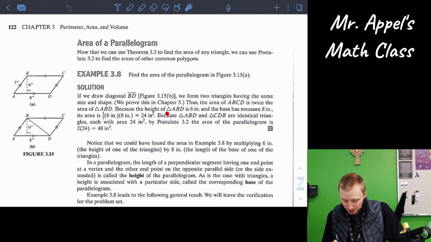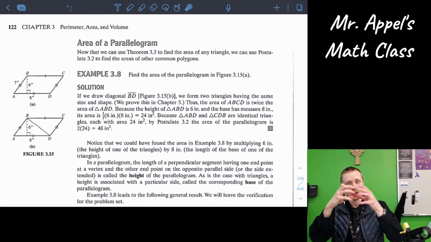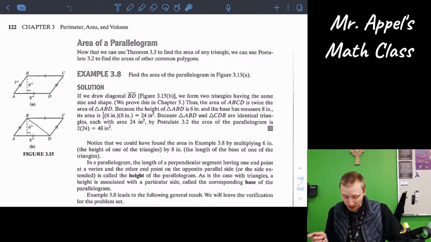Okay? Because the height of triangle ABD is 6 inches, and we have that altitude drawn in, but now it's the altitude of a triangle, and the base measures 8 inches. Its area is 1/2 times 6 times 8, or 24 inches squared. Because triangle ABD and triangle CBD are identical triangles, each with an area of 24 inches squared, by Postulate 3.2, the area of the parallelogram is 2 times 24, 48 inches squared. That postulate was the one that said we can add areas together to form the total area of a composite shape.